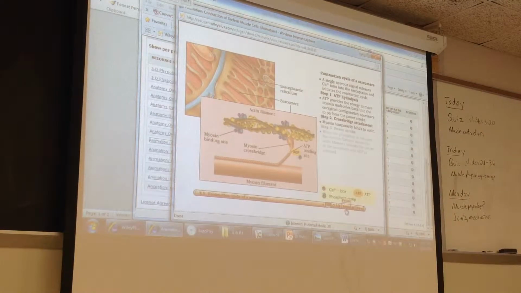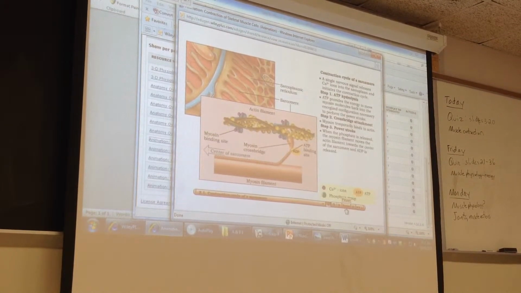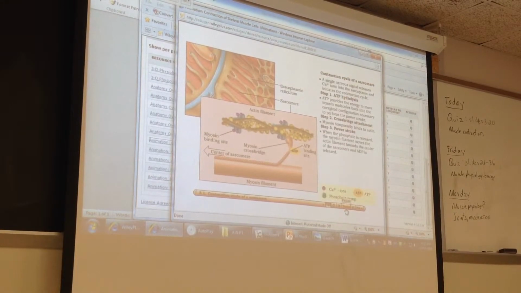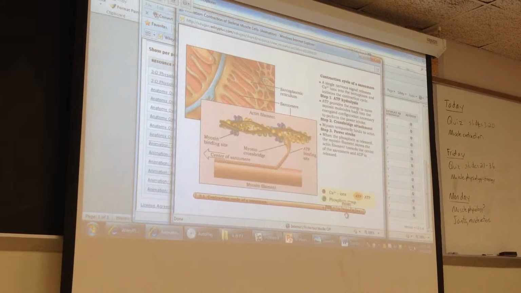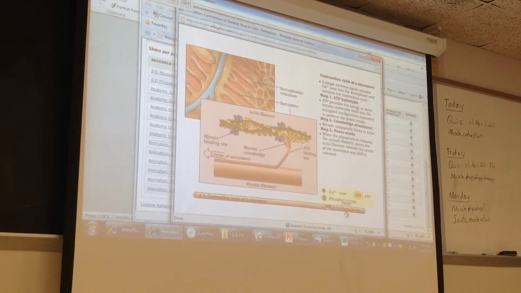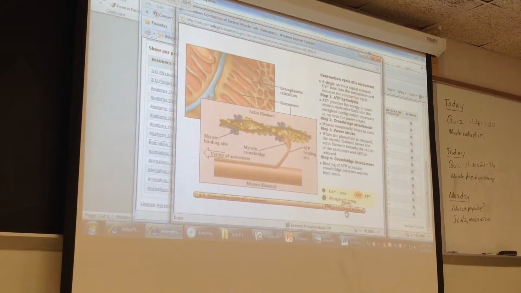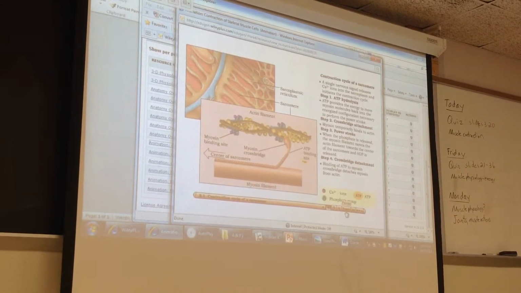Third, the release of the phosphate molecule triggers the power stroke. The myosin filament rotates, releasing the ADP. The force of the rotation slides the actin filament toward the center of the sarcomere. Fourth, the myosin head and actin are detached when another ATP molecule binds to the crossbridge. This ends one contraction cycle.